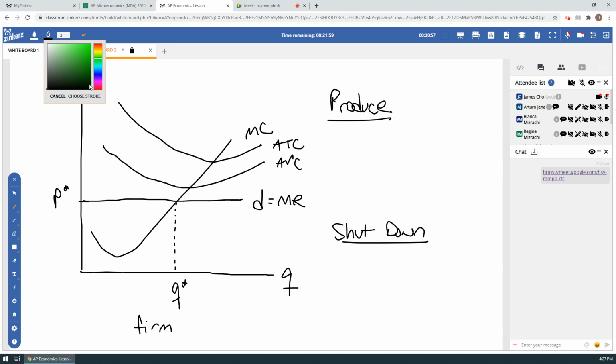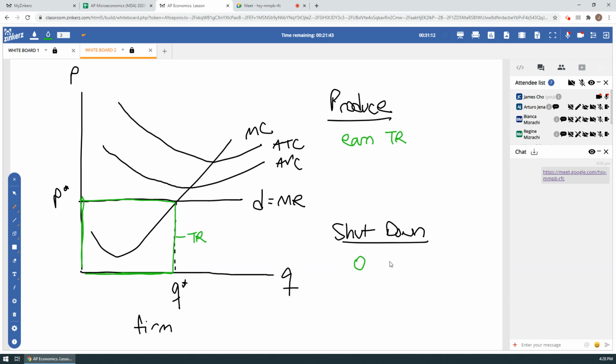let's go through the analysis again. P times Q. There's my area of total revenue. So if I produce, yes, I go ahead and I earn total revenue. If I shut down, I have zero total revenue. But if I do not produce, if I shut down, if I take that up to there, that's average variable cost. If I multiply that by quantity, then there is my total variable cost.